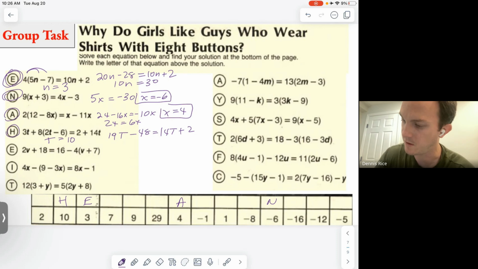See if I'm able to get close here. 6v, that's going to be negative 4v minus 28. 16 minus 28 is negative 12. Move the 18 over, negative 30. Negative 5.